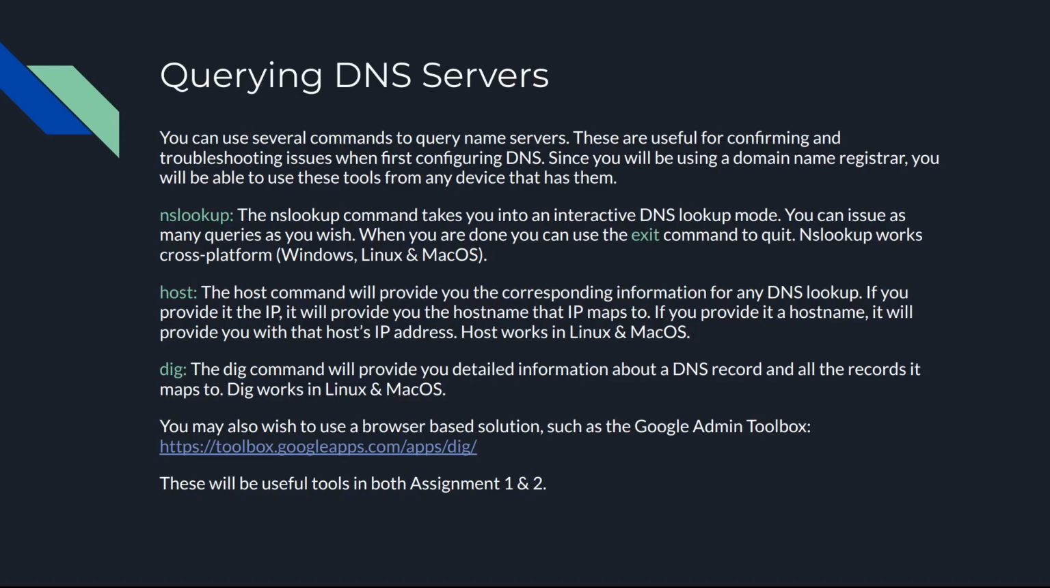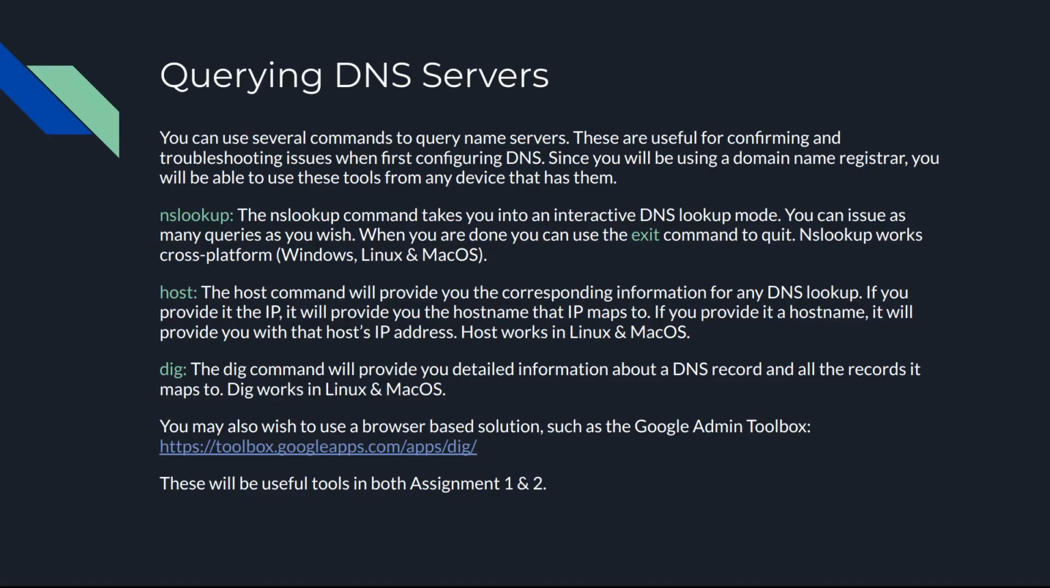The host command provides you corresponding information for a DNS lookup. If you type host and then give it an IP address, it gives you the FQDN, the host name that IP maps to. If you provide it the host name, it gives you the IP that maps to. That works in Linux and Mac OS.